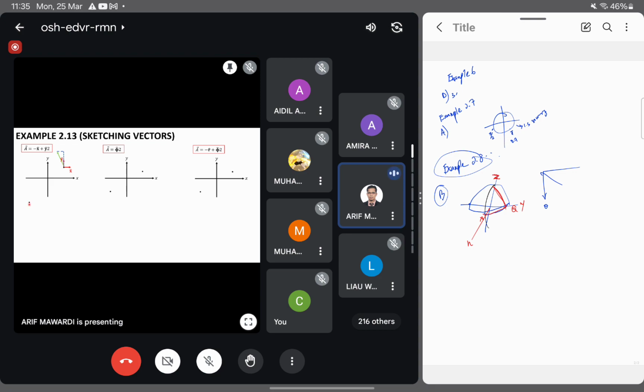Now, if I want to sketch the vector at this point, remember the first step is to draw the unit vectors. The unit vector should be in the direction of increasing x, and this one in the direction of increasing y. And now if I want to sketch the vector, it should be the same, like this.